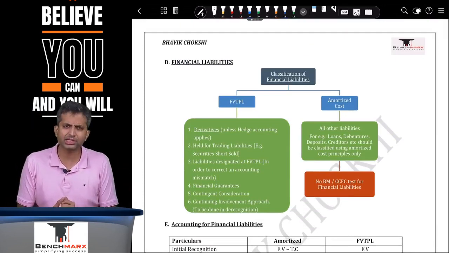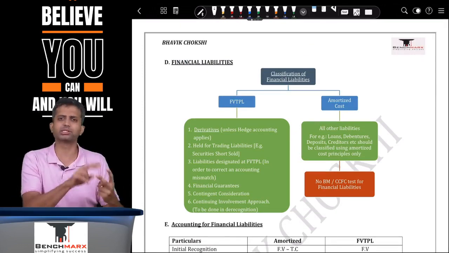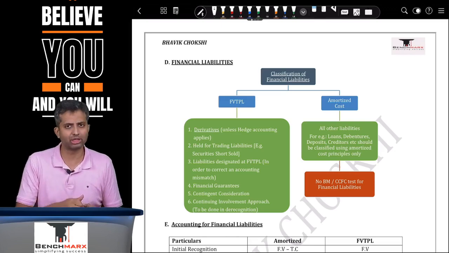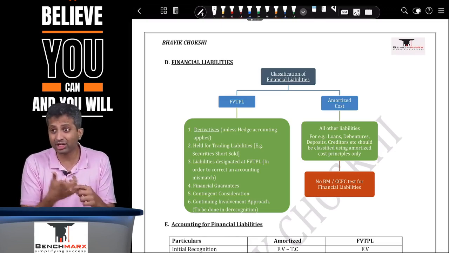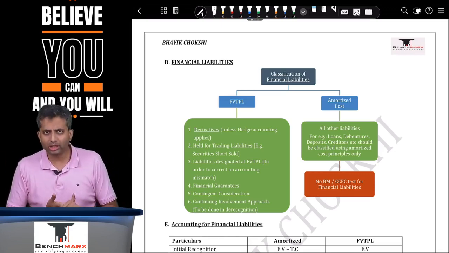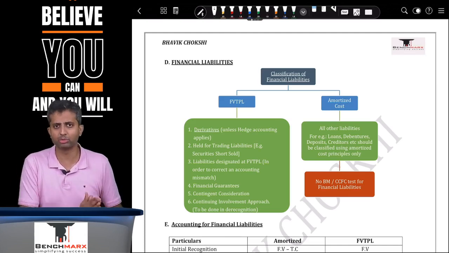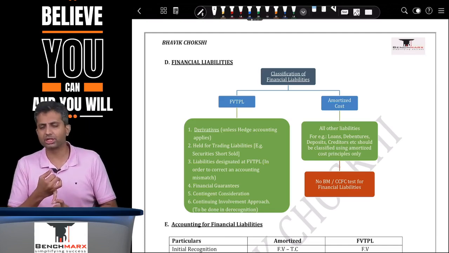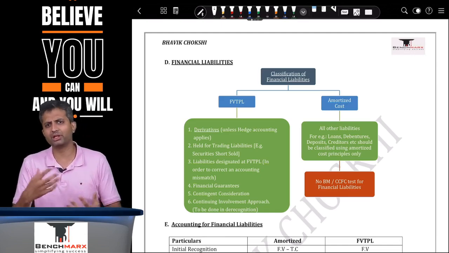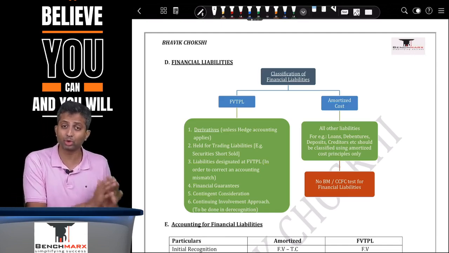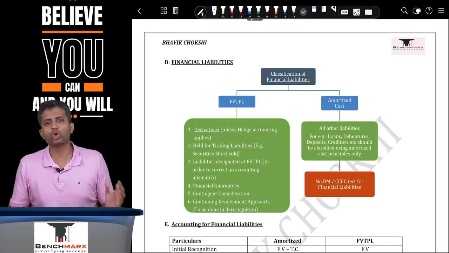Then you go to financial liabilities. Well, the classification of financial liabilities is a lot easier as compared to financial assets. By and large, there are two main classifications. There is financial liabilities at FVTPL. There are 6 specific items like derivative financial liabilities, held for trading items like if you have short sold something, or financial liabilities designated in order to prevent or rectify an accounting mismatch. Then you have contingent consideration as a part of business combination. You have financial guarantees, and you have liabilities which are shown under the continuing involvement approach which will go under FVTPL.